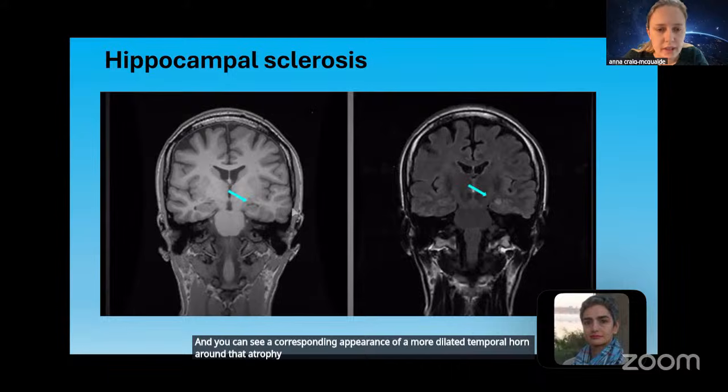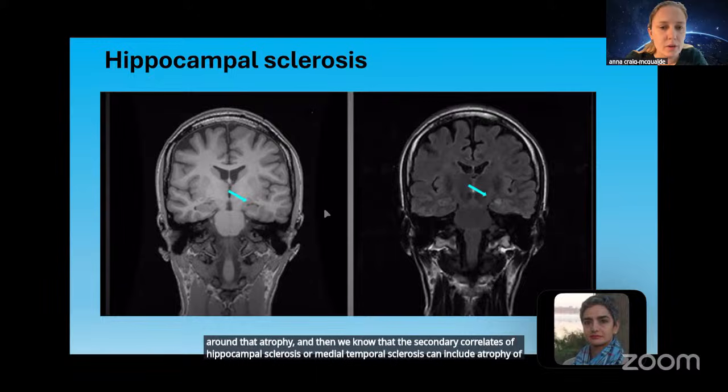And then we know that the secondary correlates of hippocampal sclerosis or mesial temporal sclerosis can include atrophy of the fornix and the mammillary body.